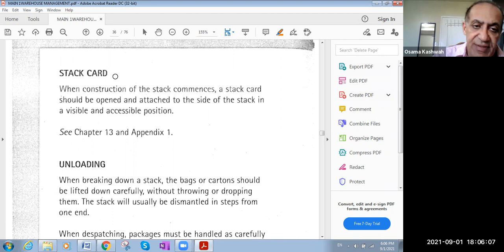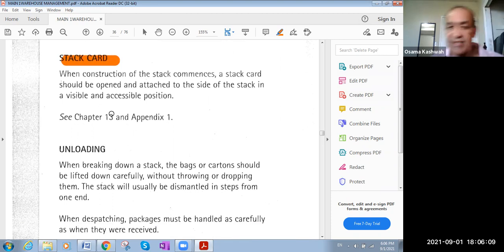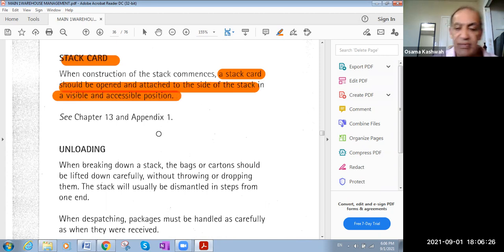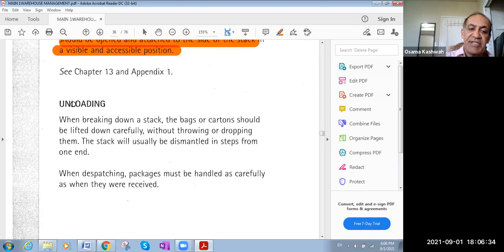Stack cards. What are stack cards? What do you mean by a stack card? When construction of the stack commences, a stack card should be opened and attached to the side of the stack in a visible and accessible position. So there must be a stack card for each stack.